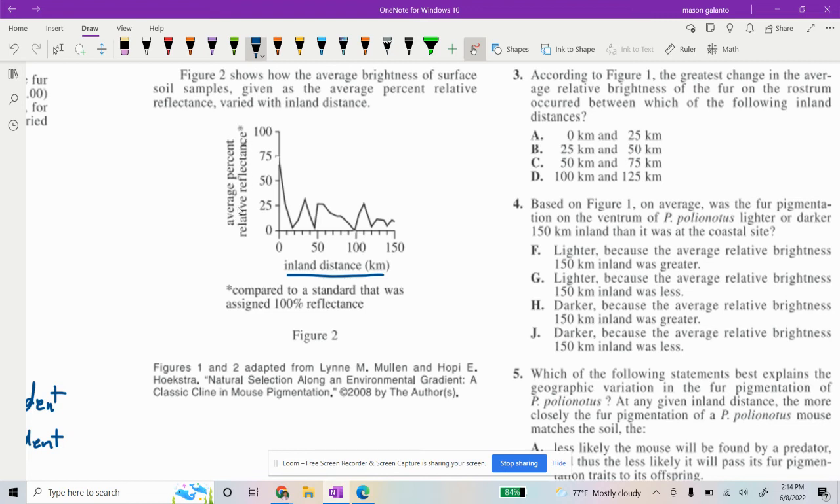It's average percent of relative reflectance. Okay, this one goes from 0 to 100. A little bit different. Not 0 to 1, 0 to 100, but still by 25s. We want to make sure we see that because the decimal matters.